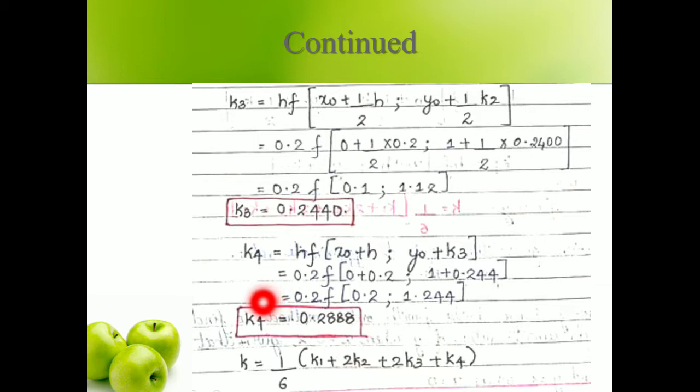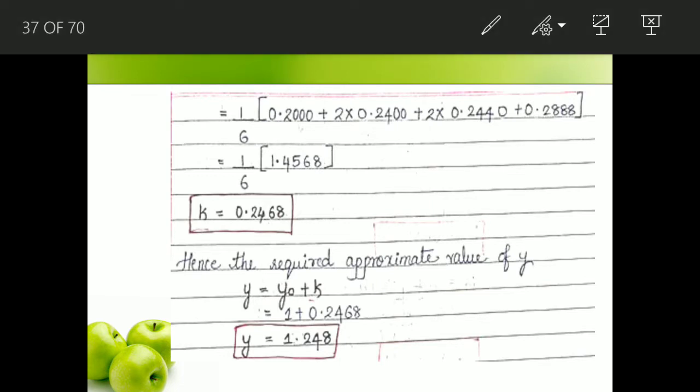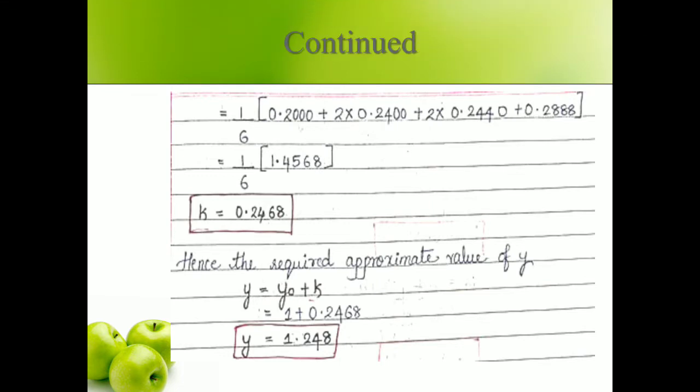Now we have to find the k value. The k value is equal to 1/6 of k1 plus 2 times k2 plus 2 times k3 plus k4. Substituting the values of k1, k2, k3, k4 in the k formula, we get k equal to 0.2468. Using this k value, we will find the appropriate value of y.